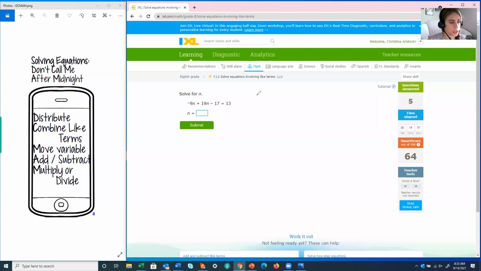All right. We have negative 9n plus 19n minus 17 equals 13. That's a really ugly 9. Let's fix that. Okay. All right, I copied down my problem correctly. All right, let's try this one out.